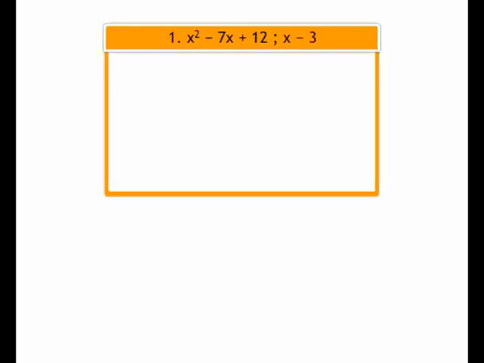Let us now begin with the exercise. 1. x square minus 7x plus 12, x minus 3.